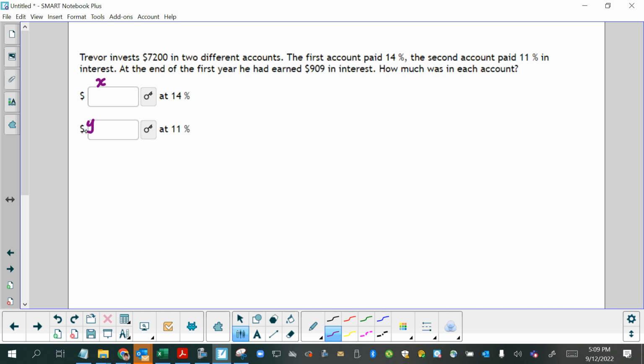So now I know that whatever was invested in the first account and whatever was invested in the second account, if I add those two quantities together, I will get back the total amount of money that Trevor invested. So I can make a very simple equation to start off my system. I can say that X plus Y is equal to 7,200.